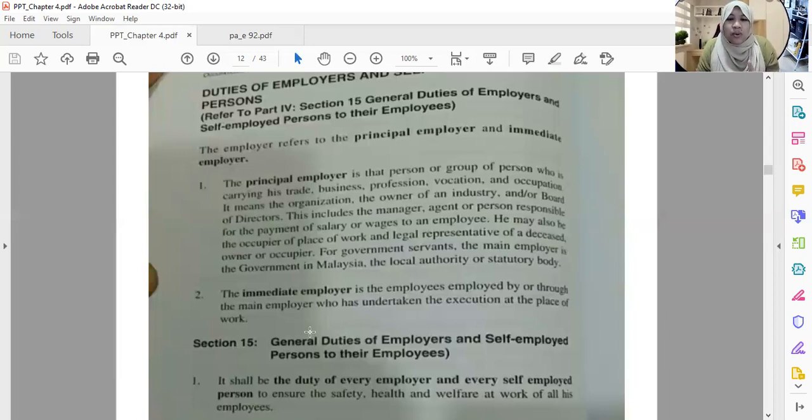And the immediate employer is the employees employed by or through main employer who have undertaken the execution at the place of the work. Yeah, so the immediate employer ni adalah sesiapa je yang bertindak untuk memastikan supaya employees tersebut digajikan through the main employer.